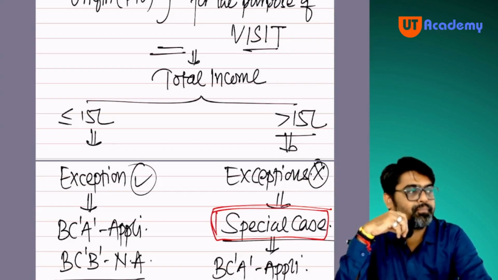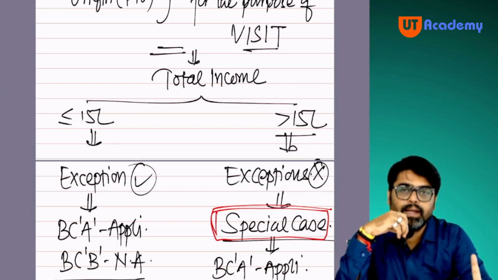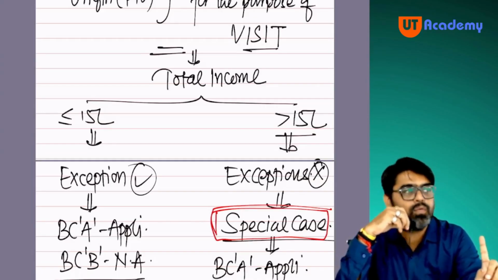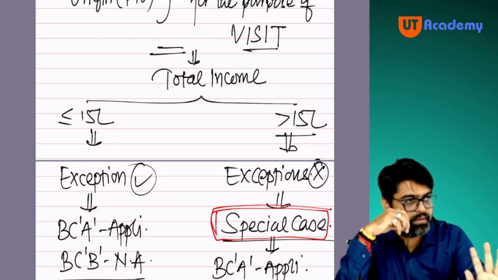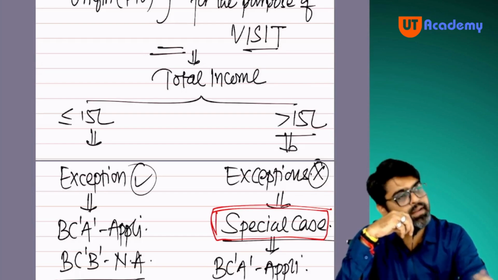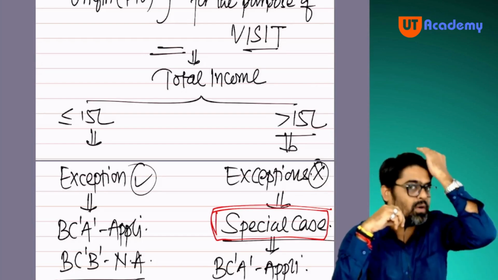First one: Indian citizen during the relevant previous year leaving India for the purpose of employment outside India. Second exception: Indian citizen during the relevant previous year leaving India as a crew member on an Indian ship.